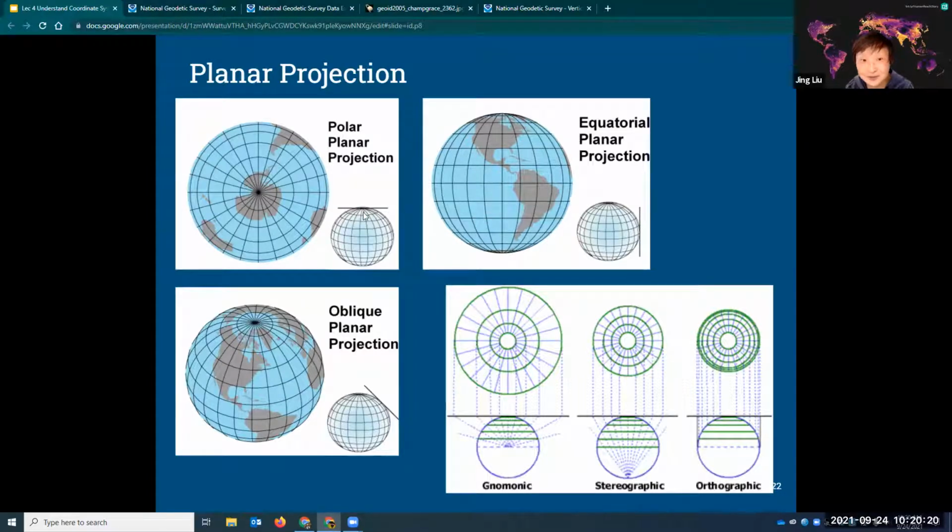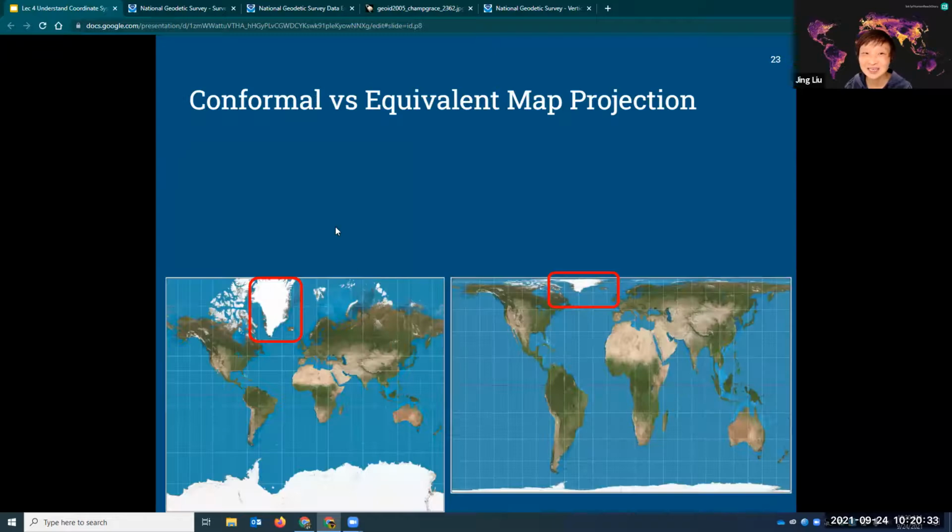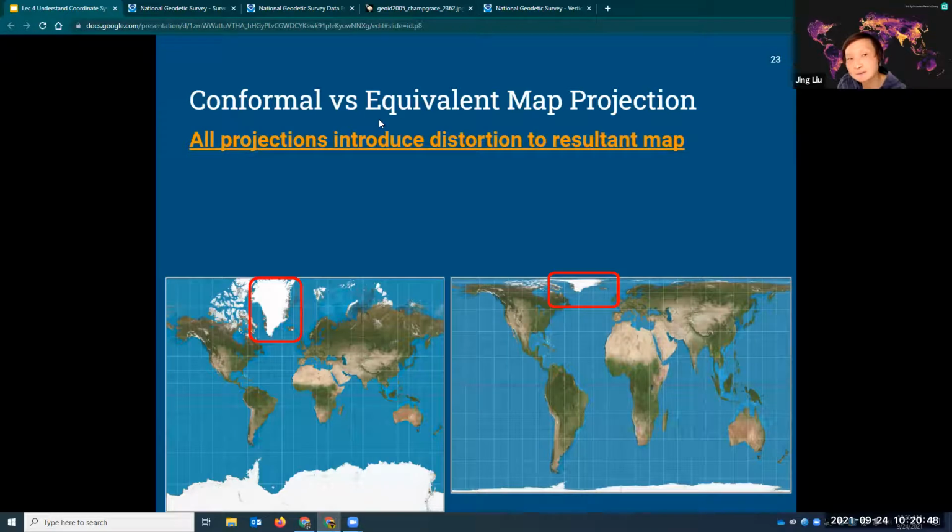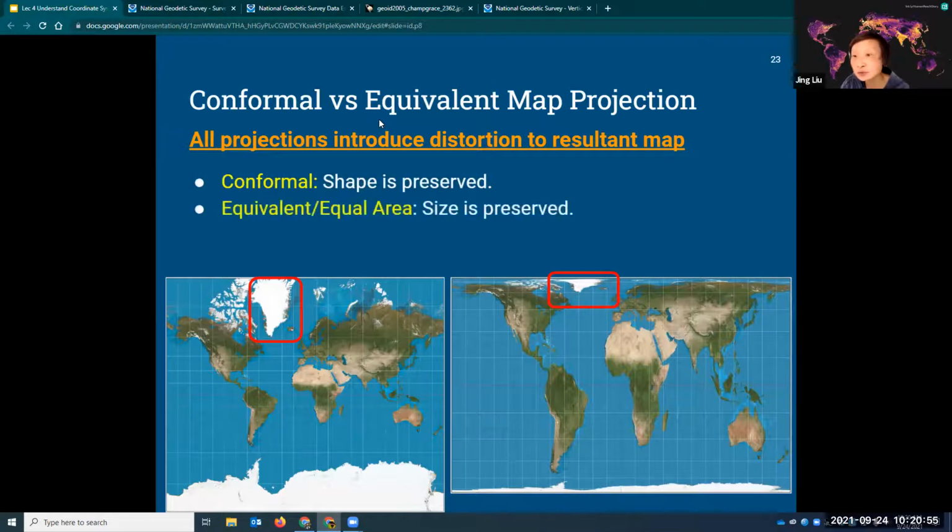Okay, but you can see you can put this planar map projection surface in any place with any angle, right? And you can play with your light source. You have different types of planar map projection. Okay? And then here, remember on the projected coordinate system, on the projected map, well, you always have distortion, okay? And actually, this is the big dilemma in map making. Okay, all the projections introduce distortion to the resultant map, and you have two choices.